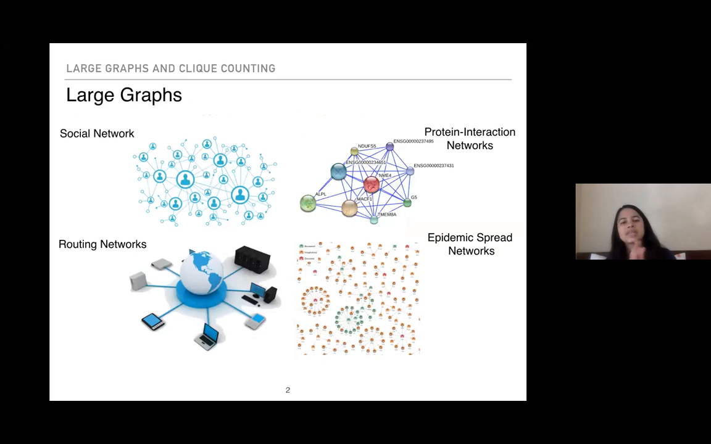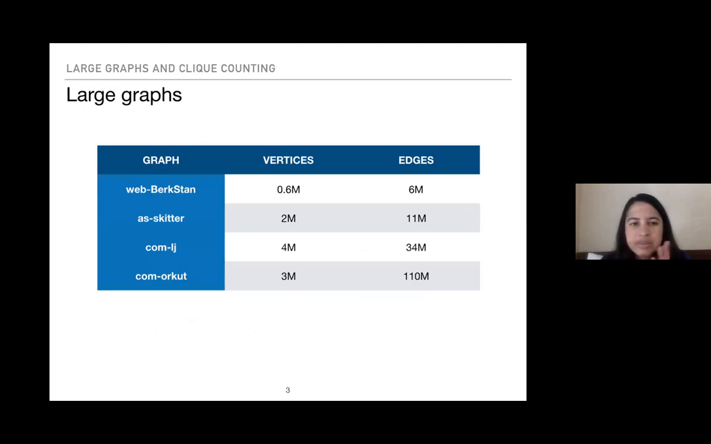So large graphs are everywhere, right? We have social networks, protein interaction networks, citation networks, routing networks, epidemic spread networks. Oftentimes, these graphs run into millions of nodes and billions of edges. So for example, I have 4 real-world graphs here. As we can see, their sizes easily run into millions of nodes and tens of millions of edges.